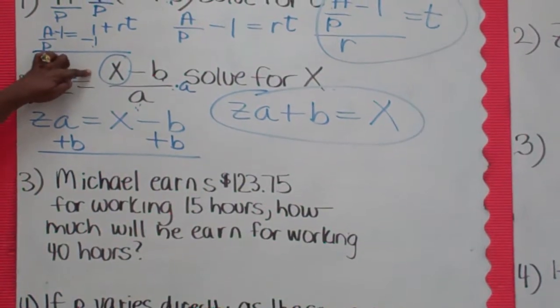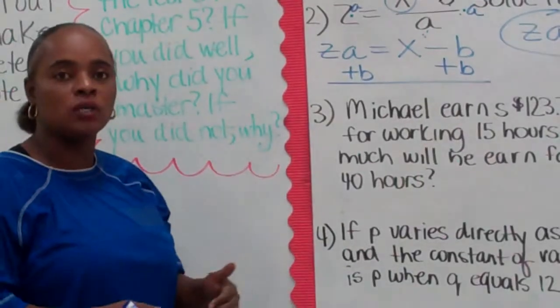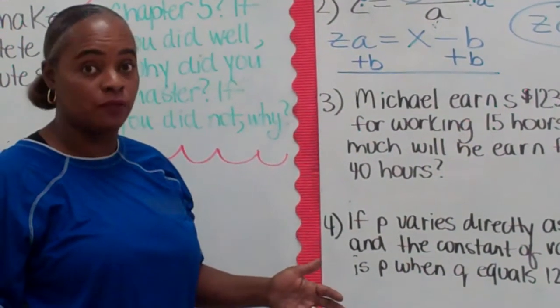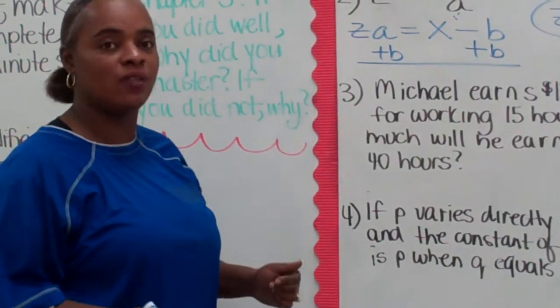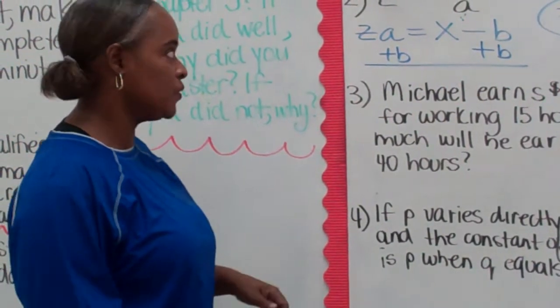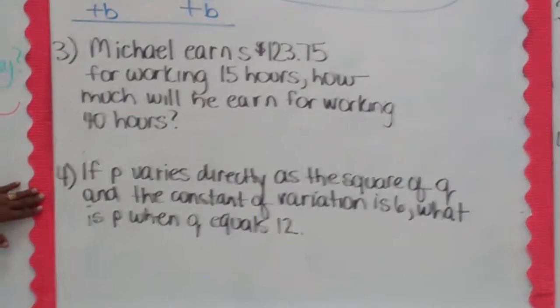You're solving for a letter. Anytime you have an equation that's made up of all letters, you could be asked to solve for any of those letters. So be prepared to use your inverse operations to get that letter by itself on one side. Alright, that's for your formulas, your formula work. Alright, let's go to 3 and 4, which has to do with direct variation.